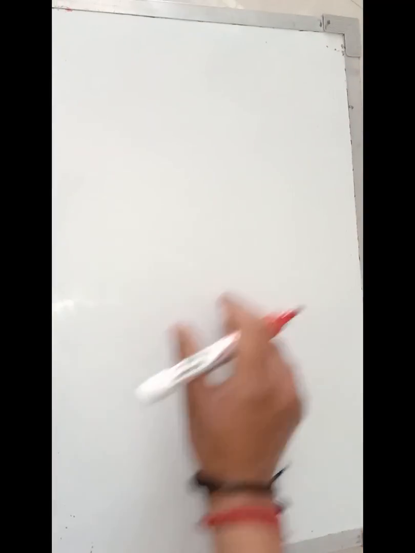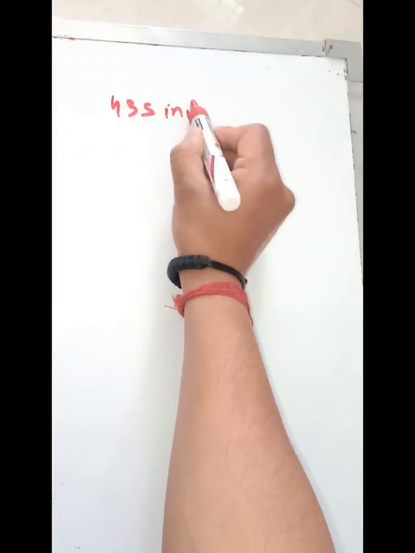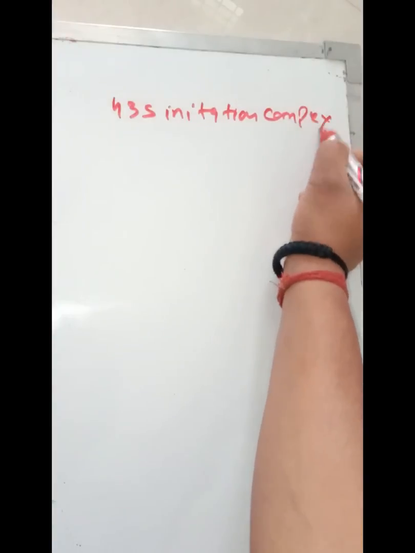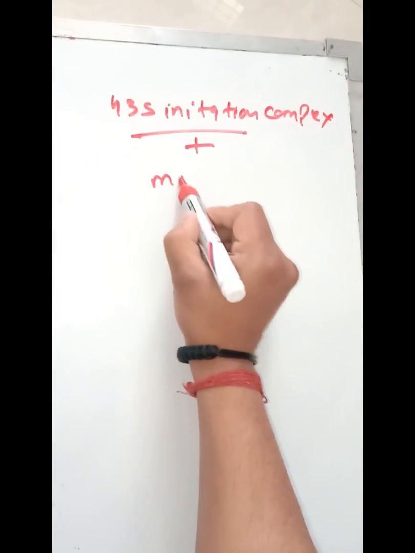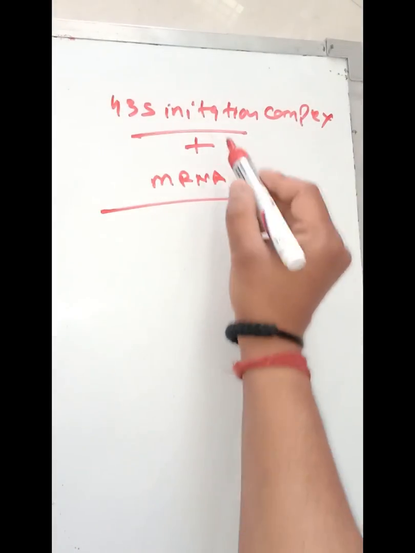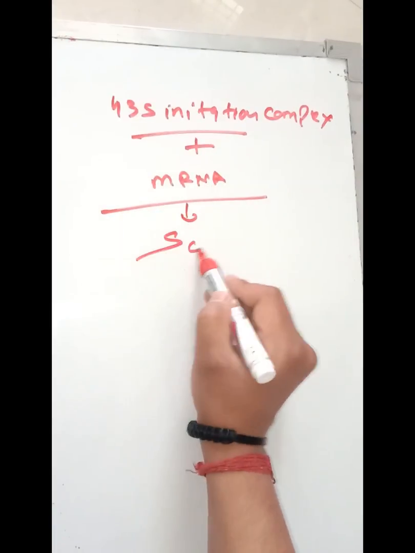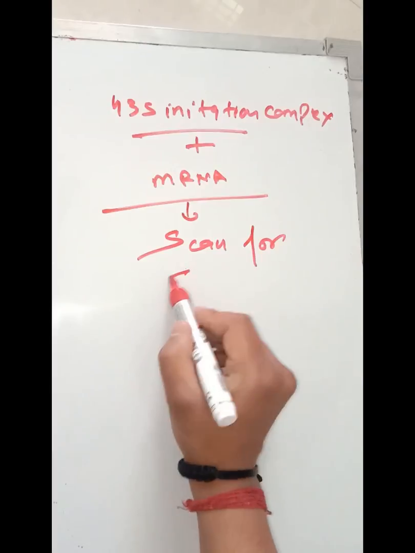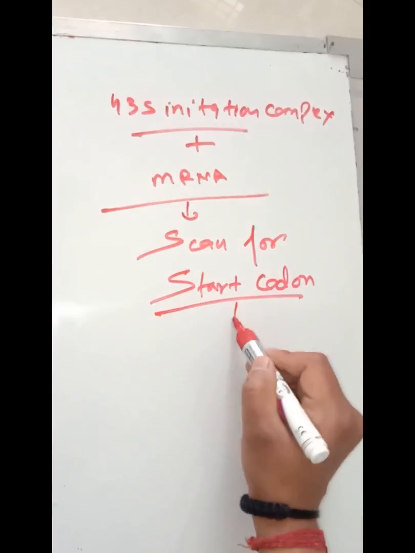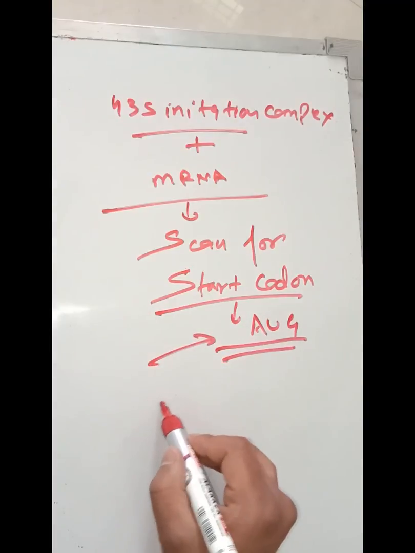Then, once the 43S initiation complex plus mRNA, meaning the 43S initiation complex joins this mRNA, it scans for the start codon. Start codon is AUG.